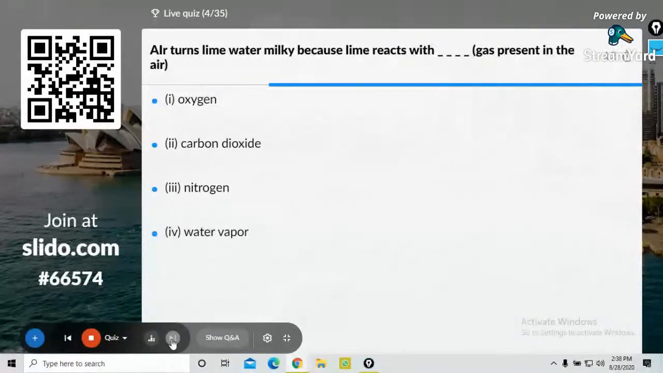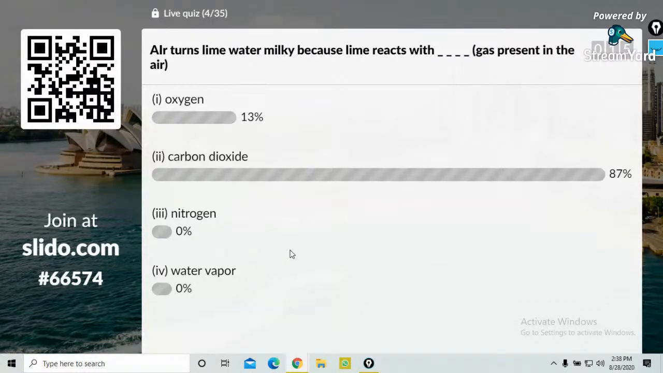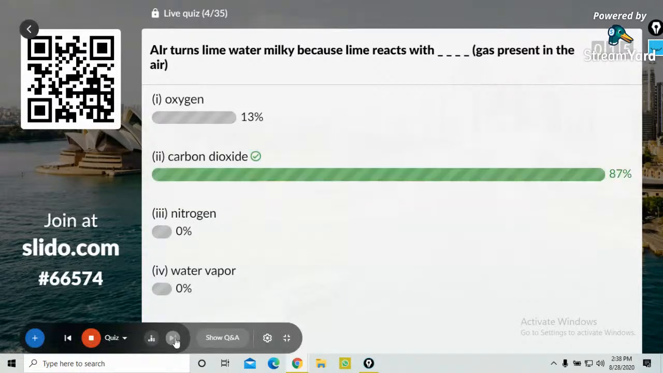Air turns lime water milky with dash gas present in the air. Oxygen, carbon dioxide, nitrogen, and water vapor. Arjun, there is a total of 35 questions. Answer comes on your respective screens where you are doing the quiz. The correct answer is carbon dioxide.